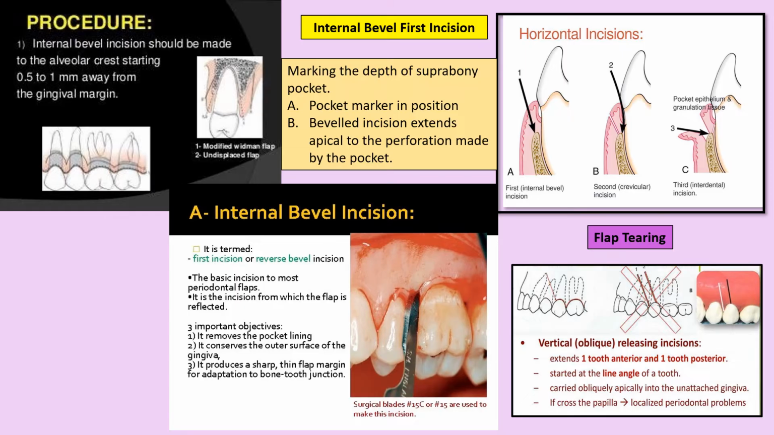The internal bevel incision helps in removing the pocket lining, conserves the outer surface of the gingiva, and produces a sharp thin flap margin for adaptation to the bone and tooth surface. The second incision is the crevicular or sulcular incision, which is given directly into the sulcus, while the internal bevel incision is 1 to 3 mm away from the gingival margin. The internal bevel is also called a scalloped incision, while the crevicular incision is also called the sulcular incision. And the third is the interdental incision, given by the Orban or the Kirkland knife.